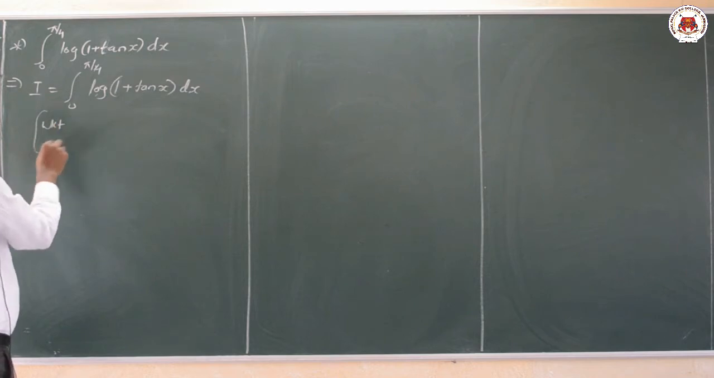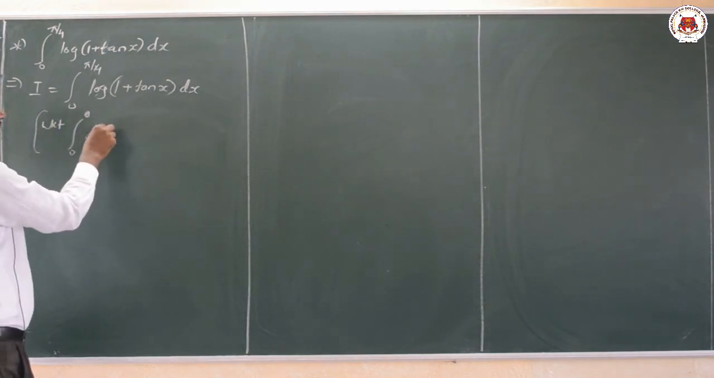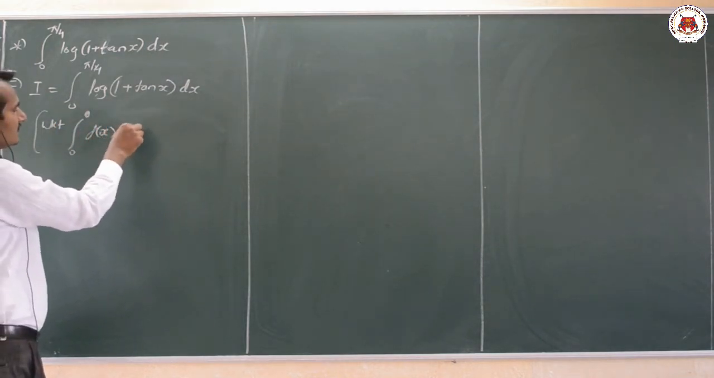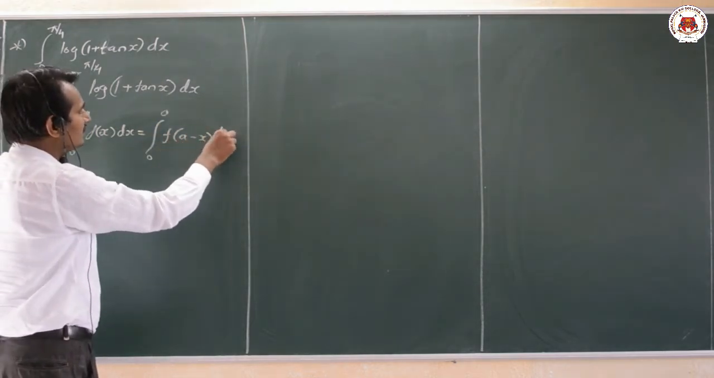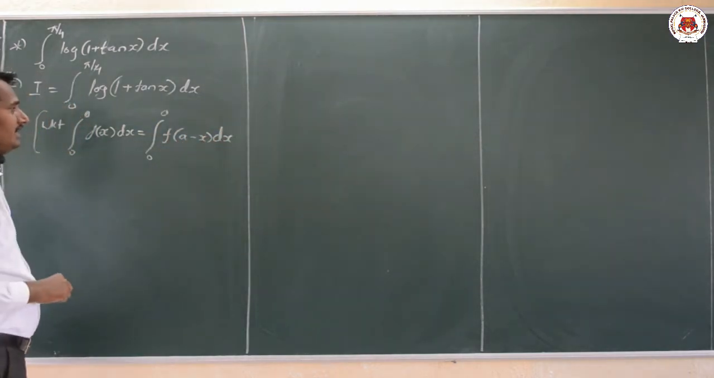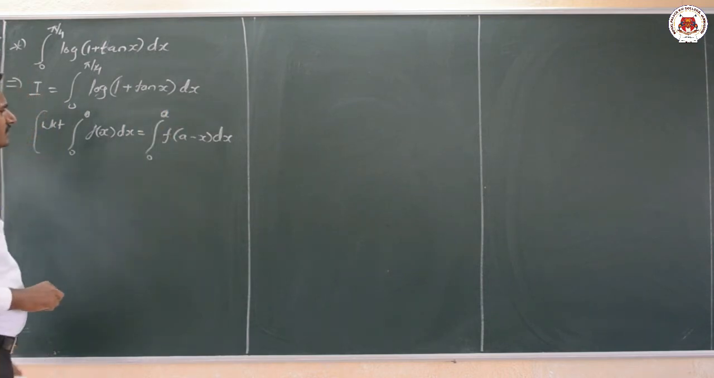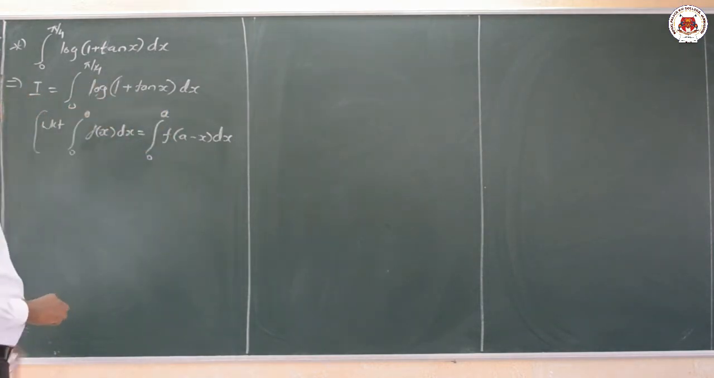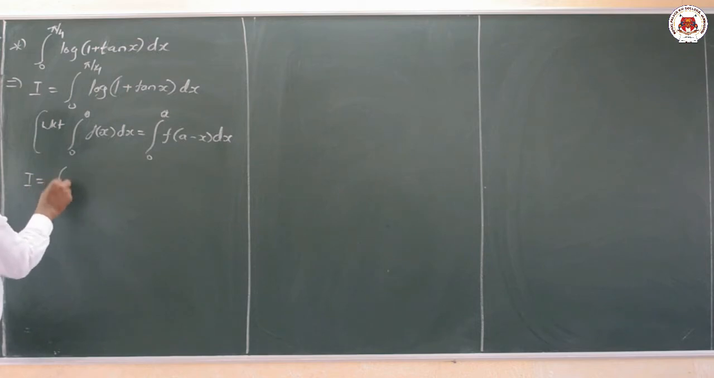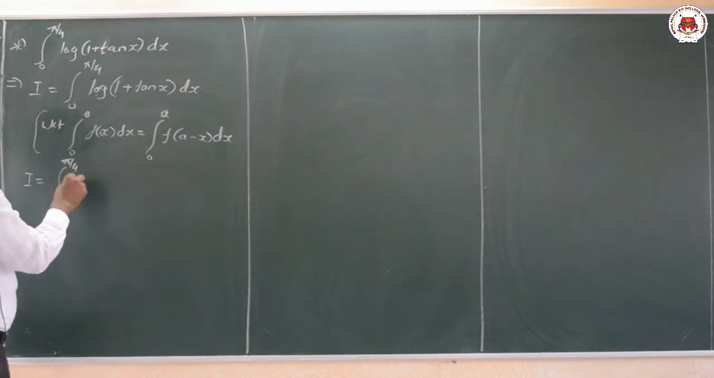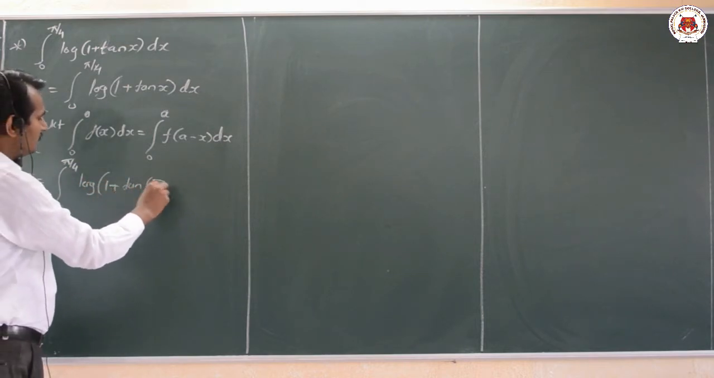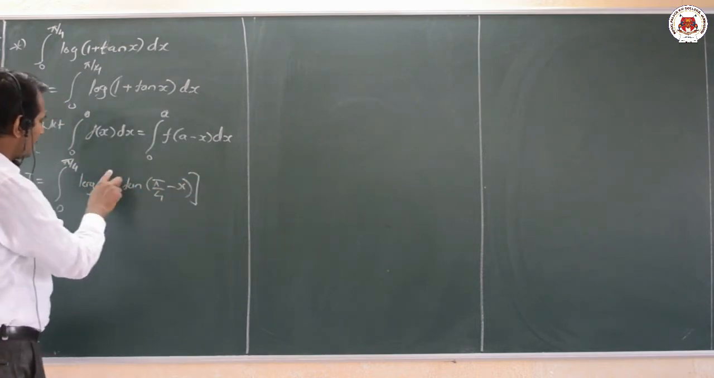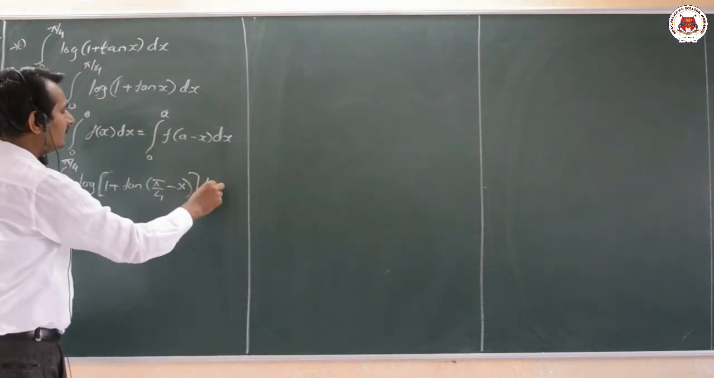Which property? We know that the integral from 0 to a of f of x dx equals the integral from 0 to a of f of a minus x into dx. Now here, dear students, we can observe that we are having pi by 4, that I will substitute. I is equal to the integral from 0 to pi by 4 of log of 1 plus tan of pi by 4 minus x into dx.